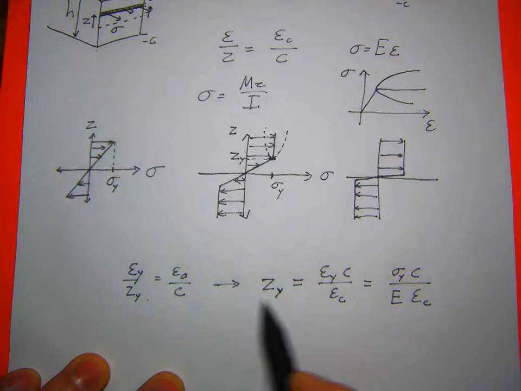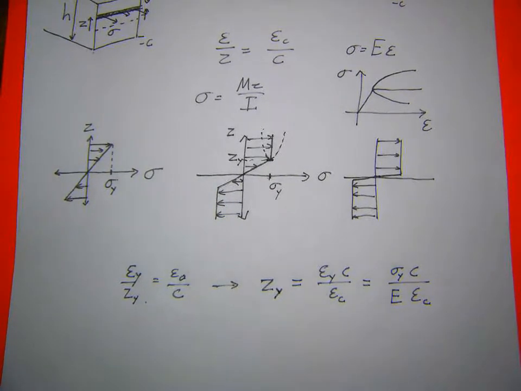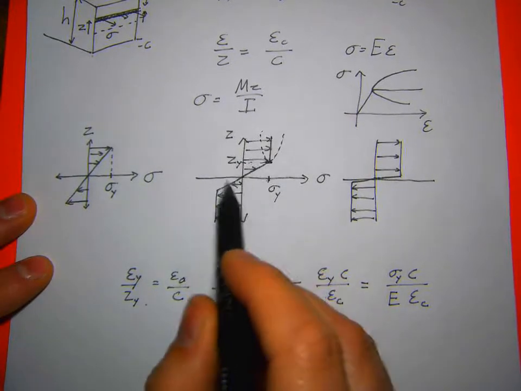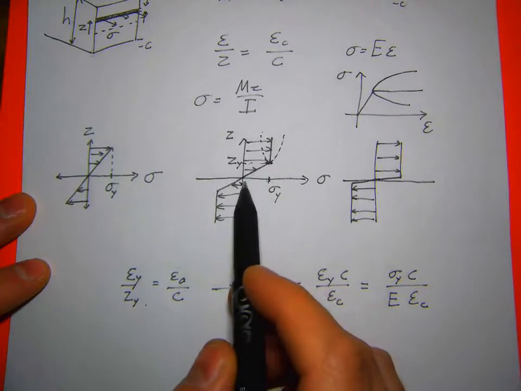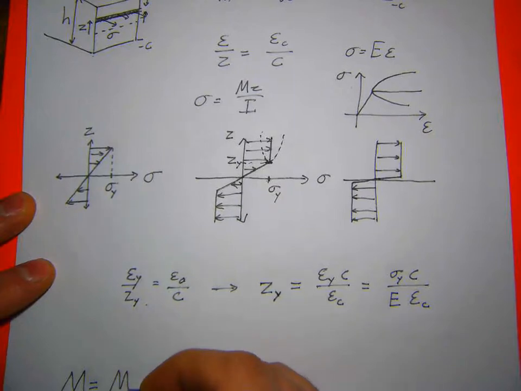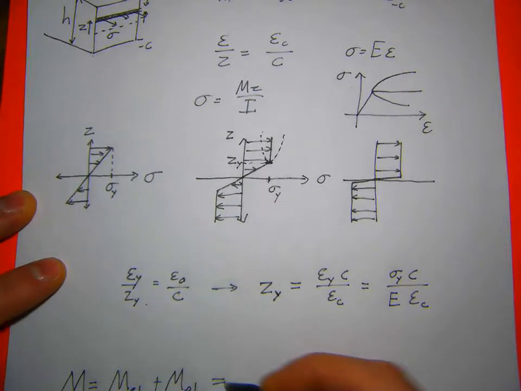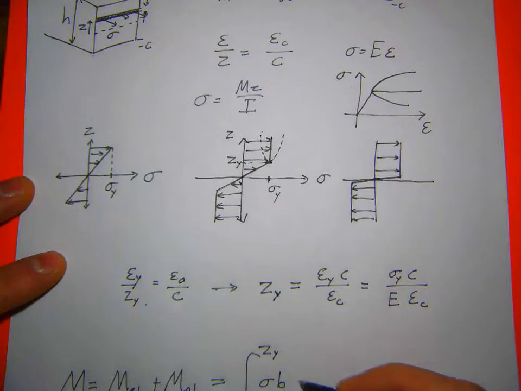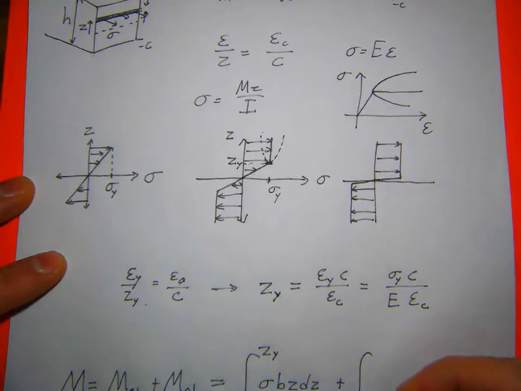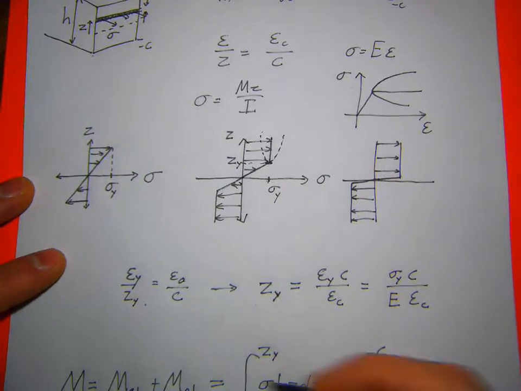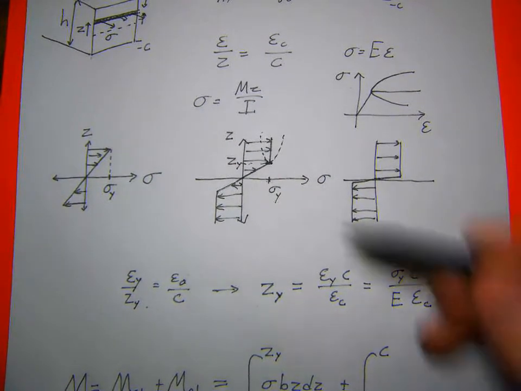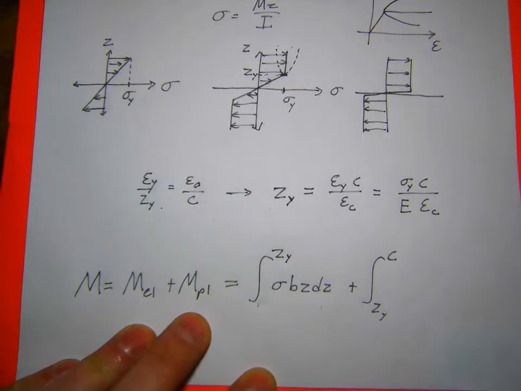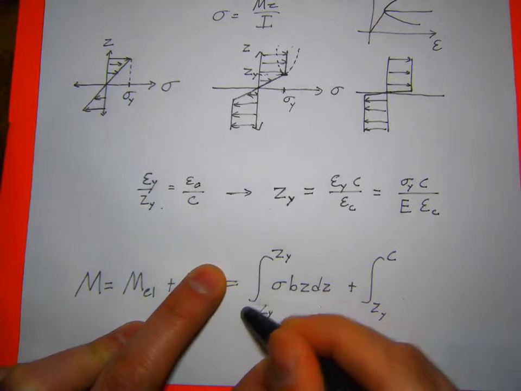So now if I want to figure out how that moment relates to my stress after the development of plasticity, I can say my moment is some elastic component and some plastic component, which is then the integral from 0 to Z yield of sigma B Z DZ plus that integral from ZY to C. Here I'm going to assume that the bending is symmetric, so technically this would be negative ZY to ZY, but I don't want to do that. I'm just going to put this as a 2 and take the bending to be symmetric about the top and bottom side. So here I'm going to throw a 2 out front of both of these.